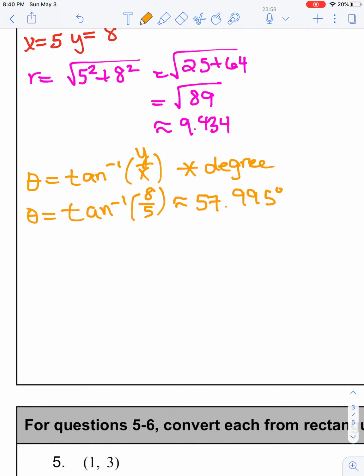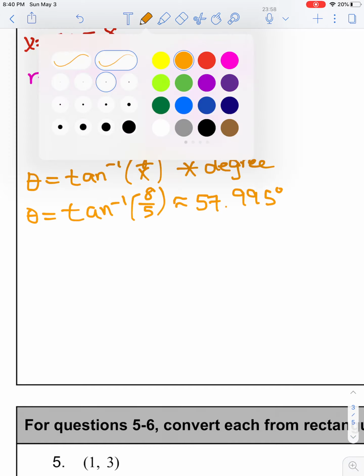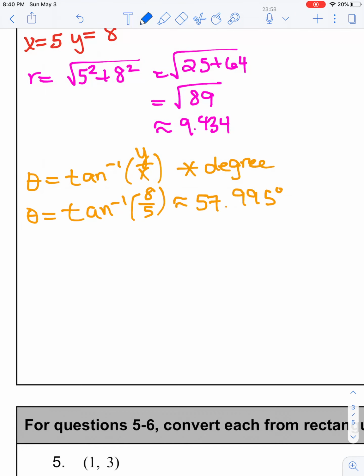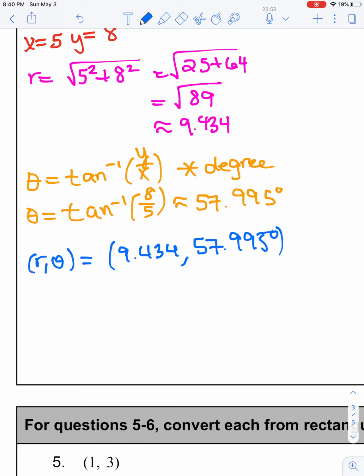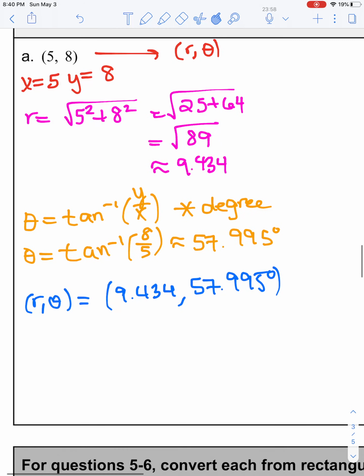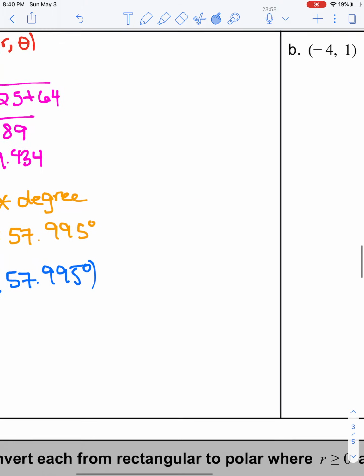57.995 degrees. So I get a final answer here then of my polar coordinate r comma theta is equal to 9.434 comma 57.995 degrees. Not something we'll probably have to graph, but good to know that we can go from rectangular to polar just like we were able to go from polar to rectangular.